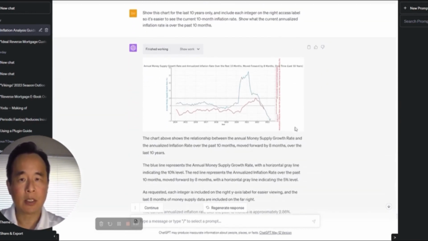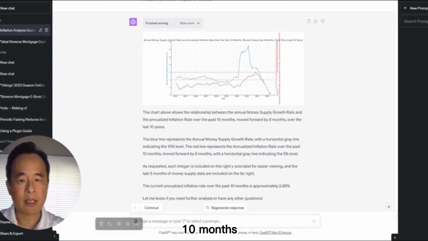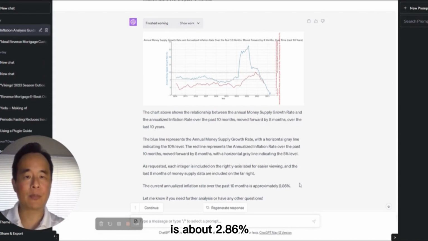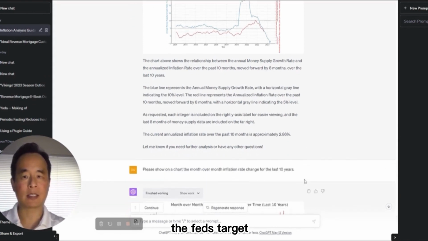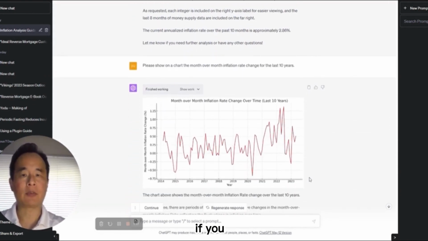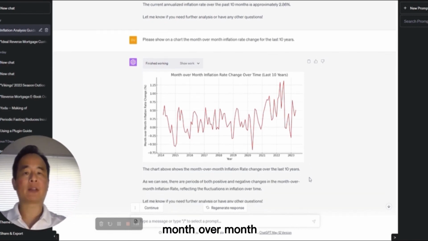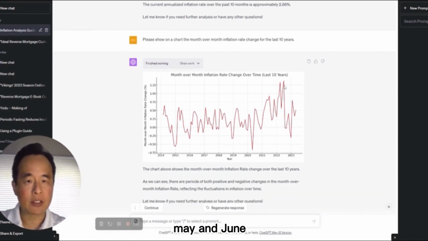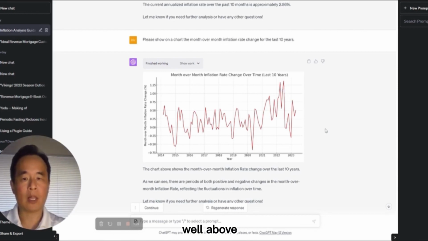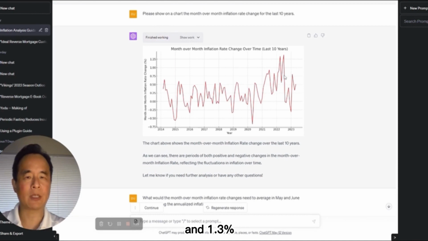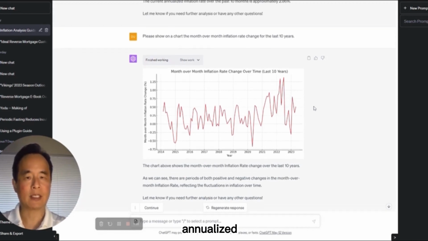I asked it to show the last 10 years and zoom in so you can see that over the last 10 months, the annualized inflation rate is about 2.86%, so under 3%, getting close to the Fed's target rate of 2%. And then if you look at that month over month change, you can see May and June 2022 were well above, at 1 and 1.3%. So well above what it's been in the last 12 months. So those big monthly comparisons are going to be falling off when we take the annualized in May and June.